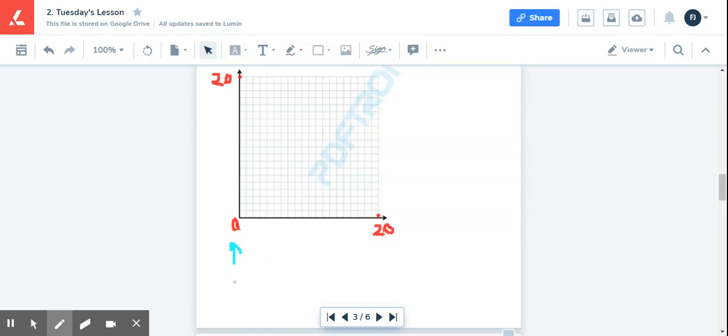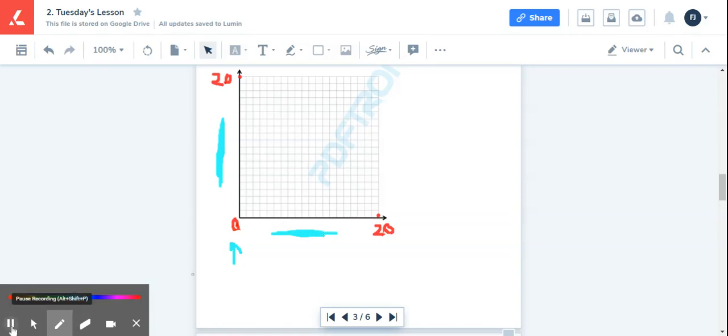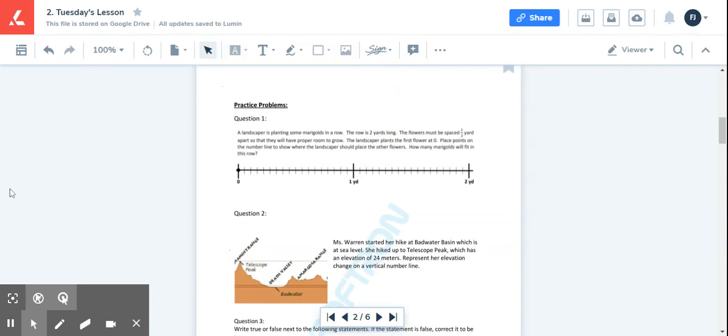Where's the y-axis? Awesome. Here is where our y-axis is. Where is the x-axis? That's right. That is our horizontal number line. Awesome job. So now you're going to pause the video right here, and then you're going to begin your practice problems. Once you've completed them, you're going to come back to the video, and then we'll go over it together. See you soon.